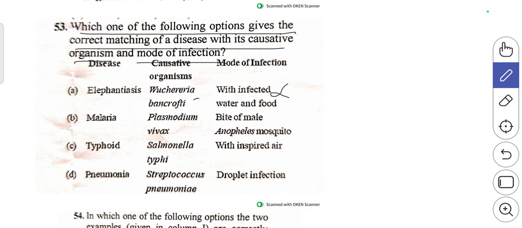Then here, second one, malaria, Plasmodium vivax. This is true, but here they have given male Anopheles mosquito. It has to be female Anopheles mosquito. So this is also wrong here. Then typhoid, Salmonella typhi. This is true, but with inspired air. This is wrong. It is one of the bacterial diseases obtained through unhygienic food and water. So this is also wrong.